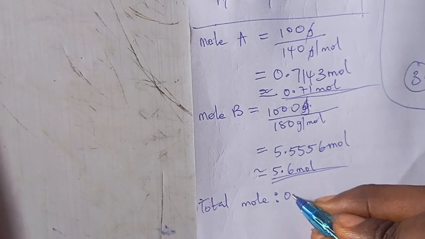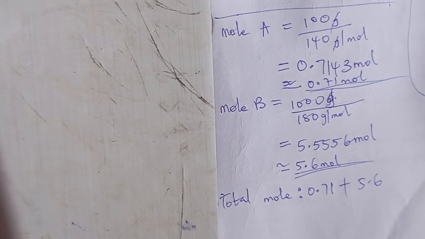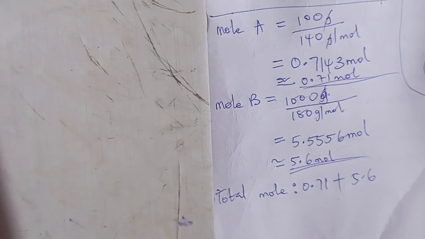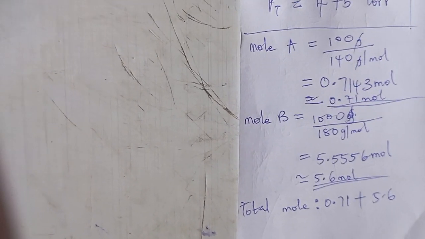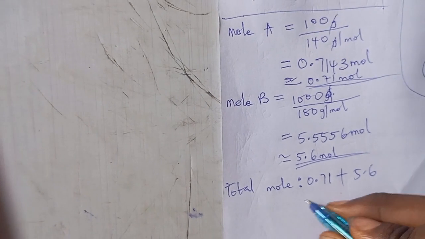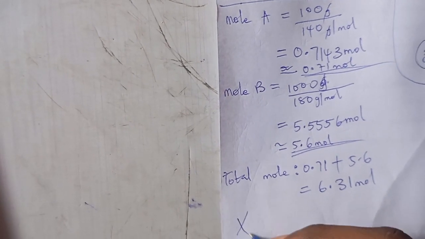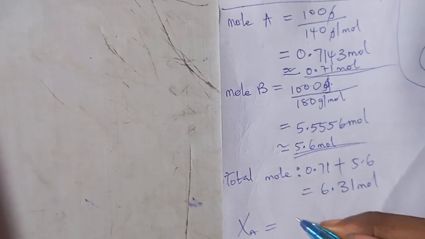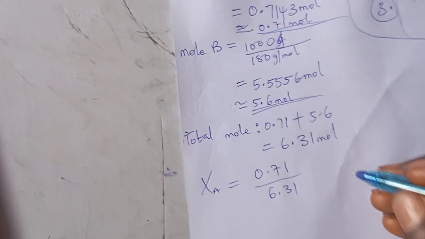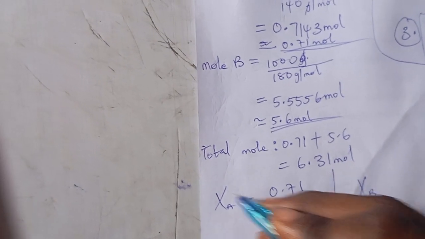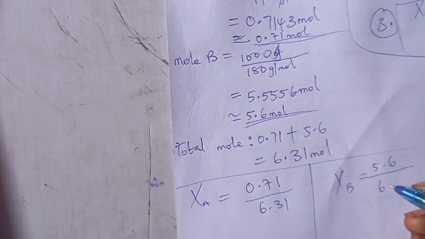We simply do mole of A, 0.71, plus mole of B, 5.6, add it together, 0.71 plus 5.6. So you get 6.31 mole. Now mole fraction of A is going to be its mole, which is 0.71, all over 6.31. Then mole fraction of B is going to be its mole, 5.6, divided by 6.31.